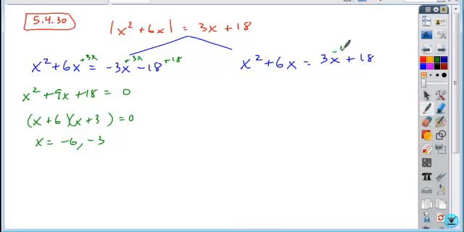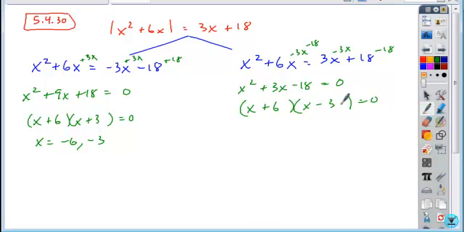Do the same thing over here, solving it by moving all the terms to one side. So I get an x squared, subtract a 3x from both sides, and subtract an 18 from both sides. And when I look to factor this, again, I'm looking at what factors of negative 18 have a sum of positive 3. So a plus 6 and a minus 3 gives me the potential answers, negative 6 and positive 3. And so I'm going to go in and test all of these solutions.